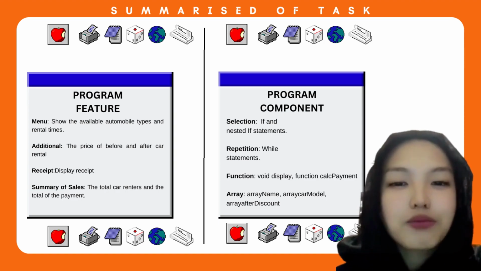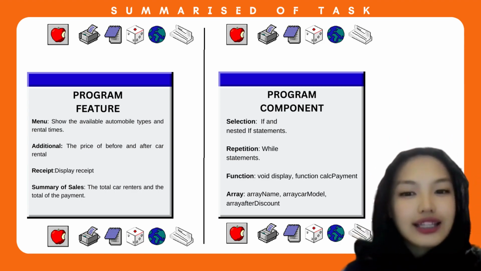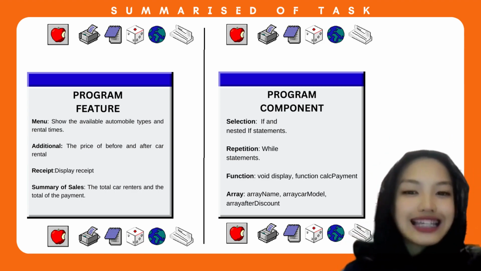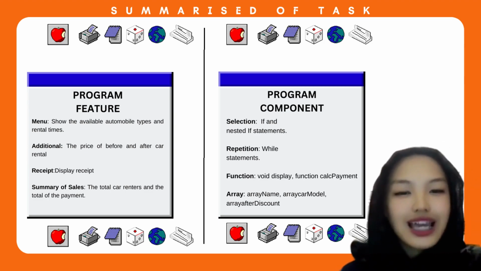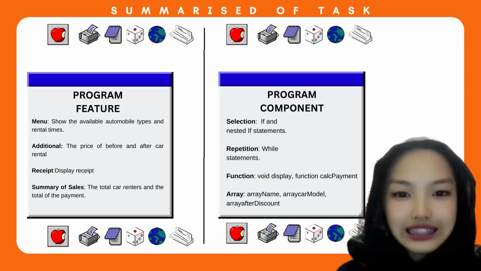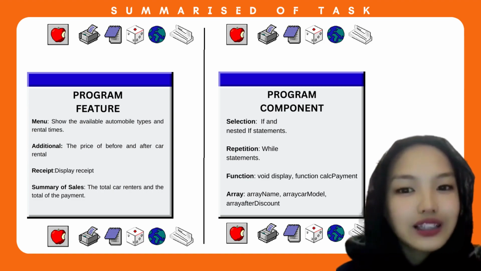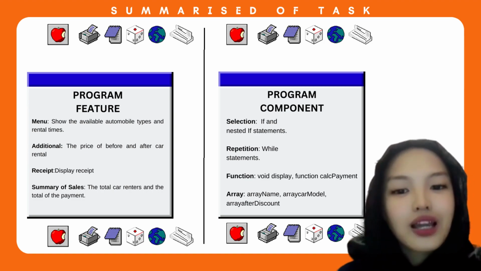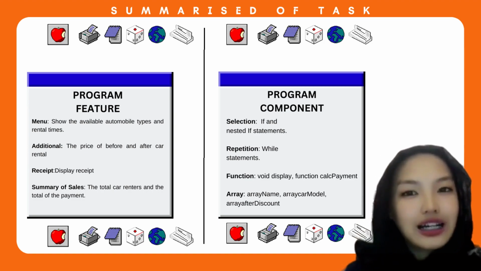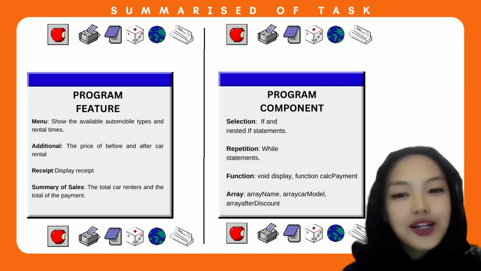Next, for the program component, we make a program that has selection, which has if and nested if statements, repetitions, and a while statement. And for the function, we have the function called void function and the function called payment. Lastly, we have arrays for array name, array car model, and array after discounts.